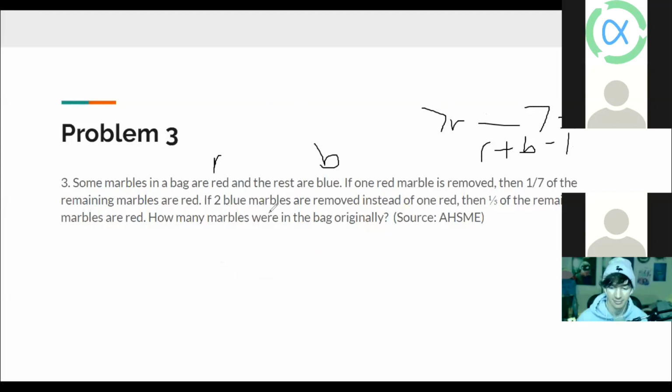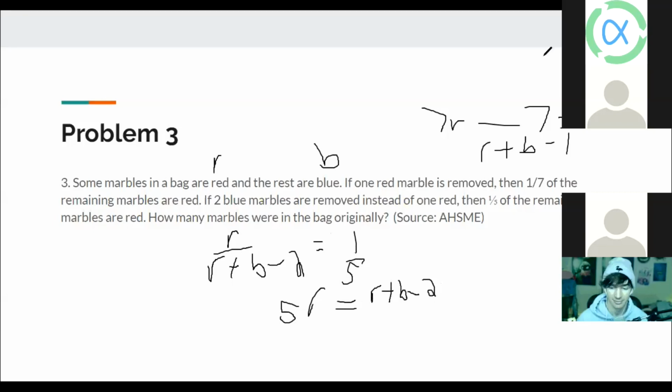Okay. And then if we remove two blue marbles instead of one red, then 1/5 of the remaining marbles are red. So you're just going to keep the amount of red marbles, so it's going to stay as R. And the total number of marbles will become R plus B minus 2. And this should be equal to 1/5. So you're going to get 5R is equal to R plus B minus 2. And above we had R plus B minus 1 is equal to 7R minus 1.